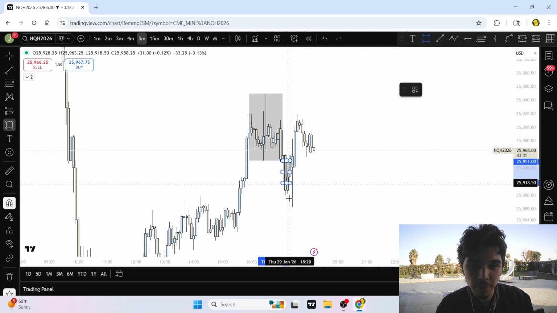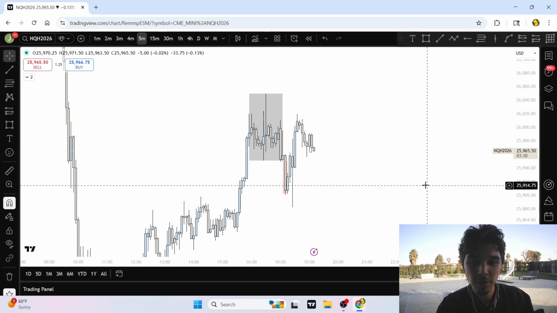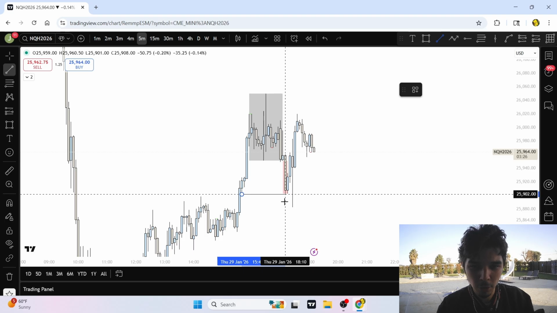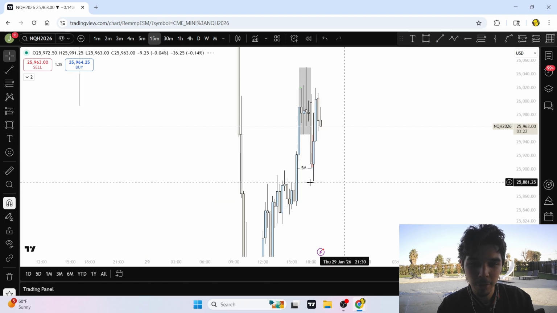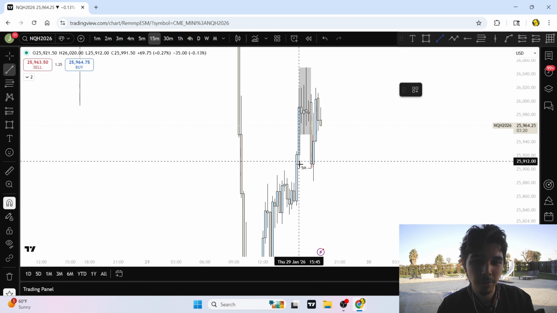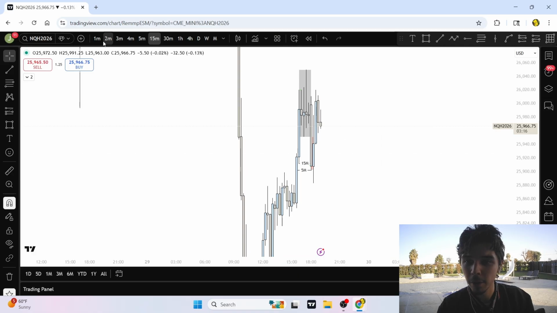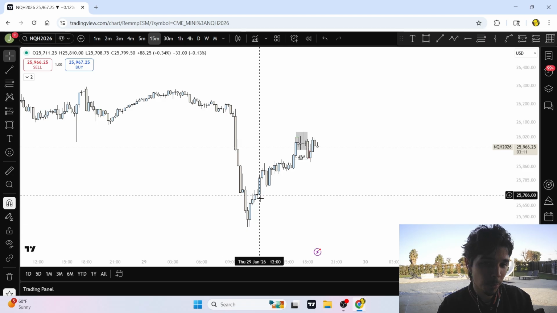How do we know it's a valid manipulation point? Well, because what did we manipulate into? Not only did we come and touch these fair value gaps on the 5 minute, but what else is also there? Well, there's also this 15-minute fair value gap as well. So cool, we manipulated into a bullish PD array. Awesome. You can see that overall we're pretty bearish on the day, right? But we're starting to trend back up.